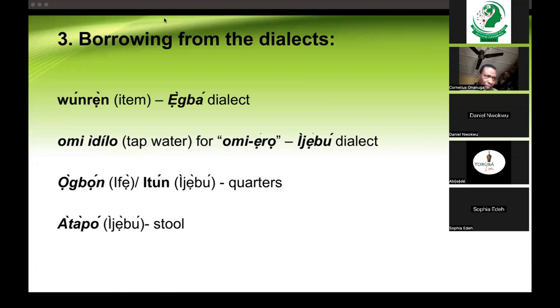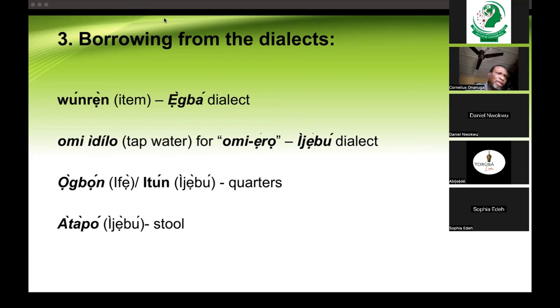For me, if we say omi idilo, idilo is what the Yoruba people call tap water. When they are going to the public tap, they will say idilo. So I would probably subscribe to omi idilo, for example, to depict tap water rather than omi ero. Ogbon is from Ife, and Itun is from Ijebu, the two words meaning quarters.